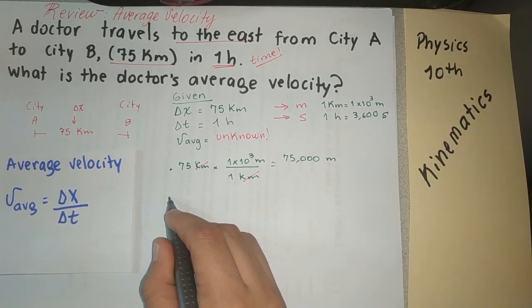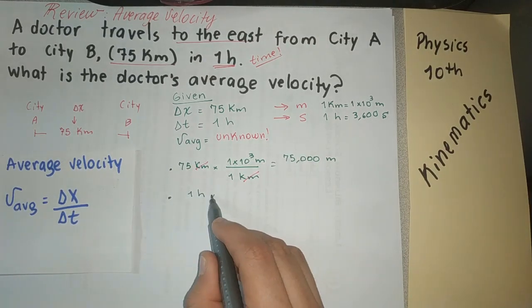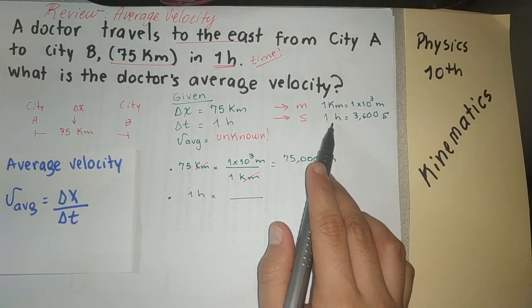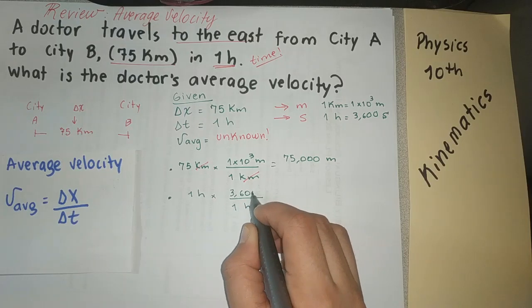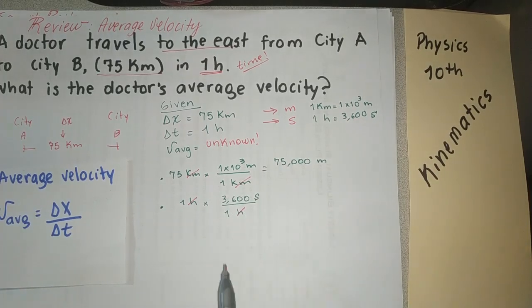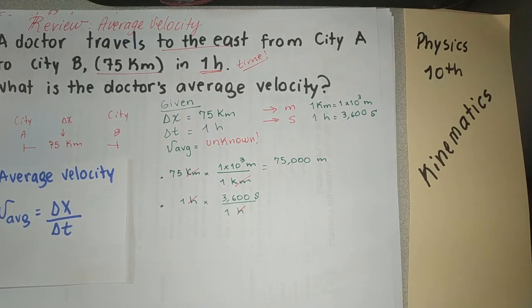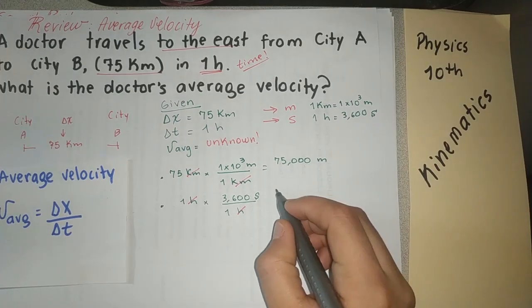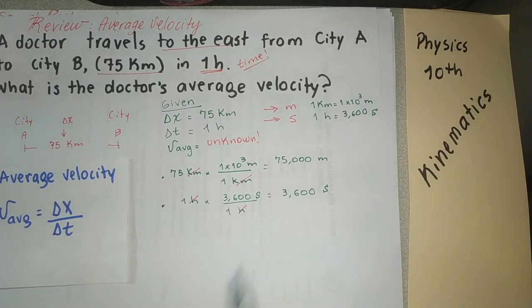Now the second conversion is 1 hour to seconds. We know the conversion factor between hours and seconds is, in 1 hour I have 3,600 seconds. Hours and hours are in opposite directions, so we cancel, and 3,600 divided by 1 is going to give you the same number, 3,600 seconds. Now, can we find the average velocity?